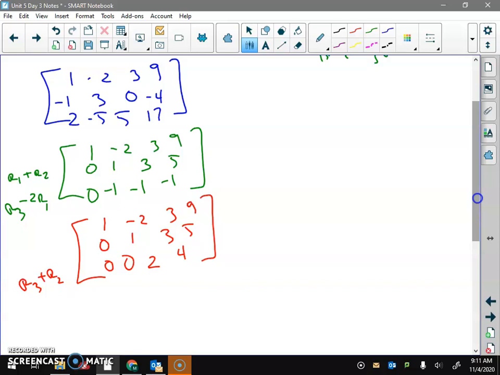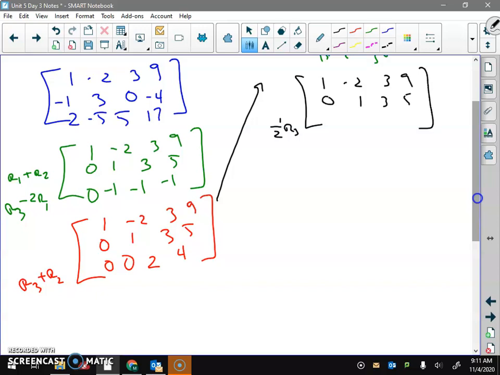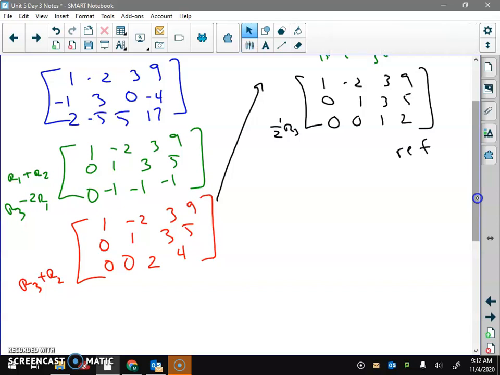I'm now going to divide row 3 by a half. You guys are probably faster than me now. 0, 1, 3, 5. A half of row 3. 0, 0, 1, 2. I am now in row echelon, but I don't want to back substitute. I want to get 3 more zeros. Here's how I do it.